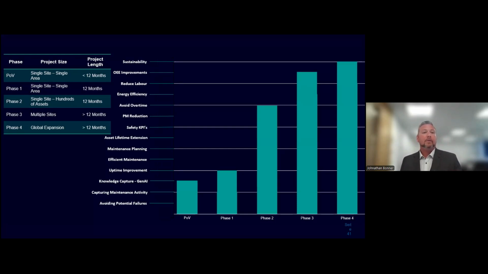When you start to move to a larger phase 1 project, being a single area for 12 months, maybe potentially more, that's when companies can benefit from uptime improvements. However, when you go to a phase 2, which is looking at hundreds of assets in an environment for at least 12 months, that's when you would benefit from efficient maintenance, better maintenance planning, asset lifetime extensions, impact on your safety KPIs, planned maintenance reductions, and avoided overtime.